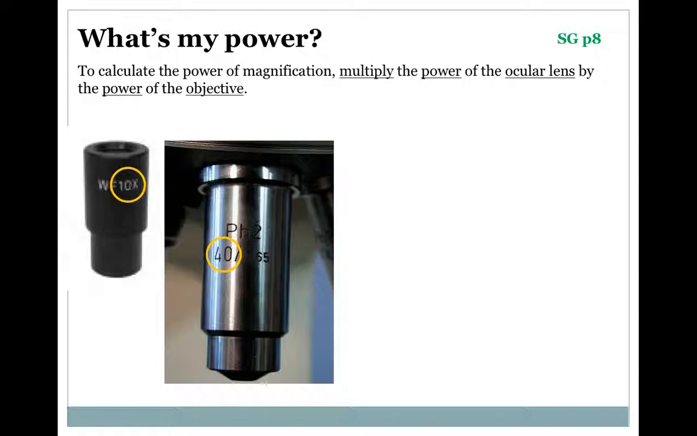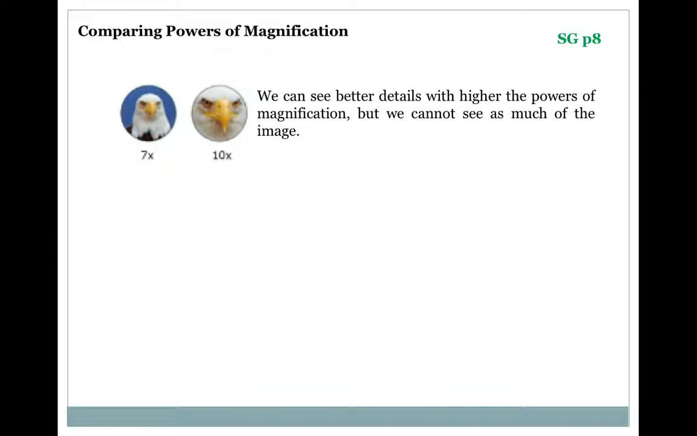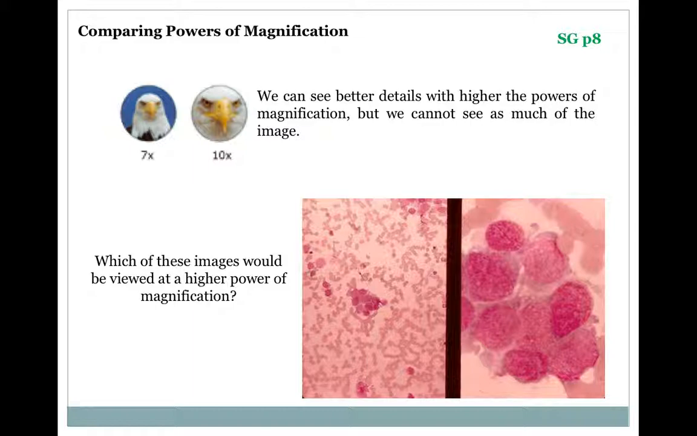So it's a lot of fun to play with, and we're going to get a lot of opportunity in class to use the microscope. So when you have a chance, look at the different powers of objectives on our microscopes in class so that you can figure out how much it's being magnified. Okay, so what's the difference between the different magnifications on our microscope?